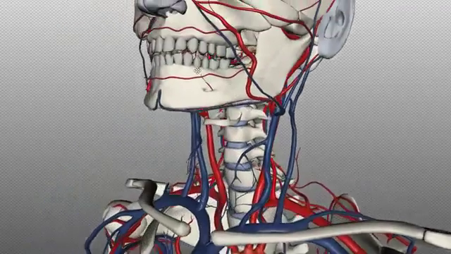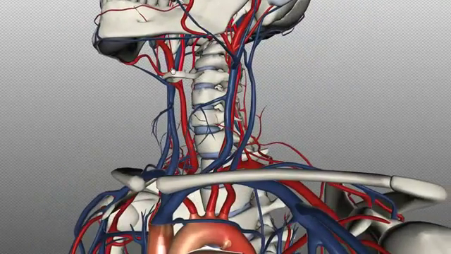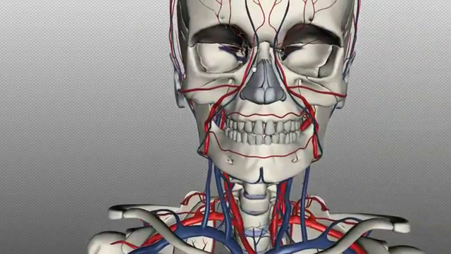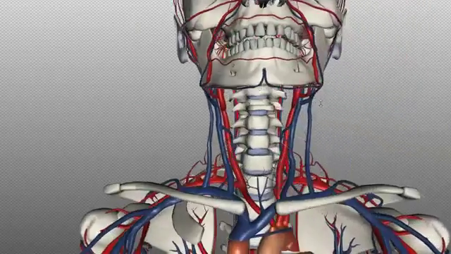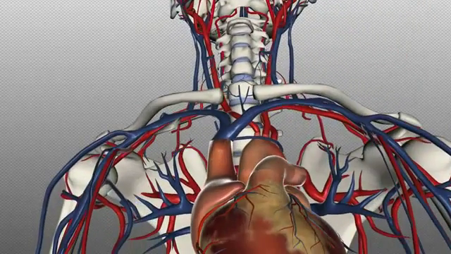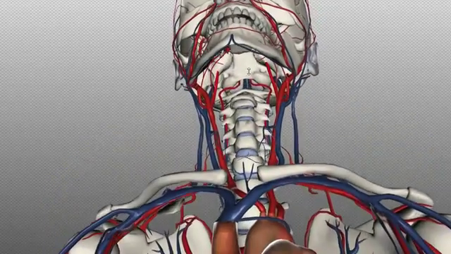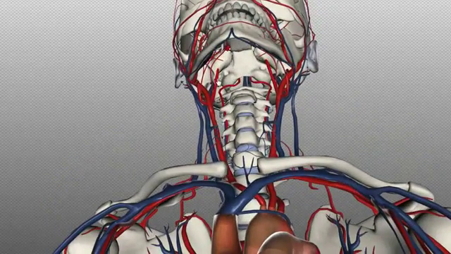The external carotid artery has loads of branches, and these supply the head and face. You can see all these arteries on the face. These are branches of the external carotid artery. The internal carotid artery, however, runs straight up to join the base of the brain at the circle of Willis. This arterial circle at the base of the brain supplies the brain, and the internal carotid goes up to meet that.